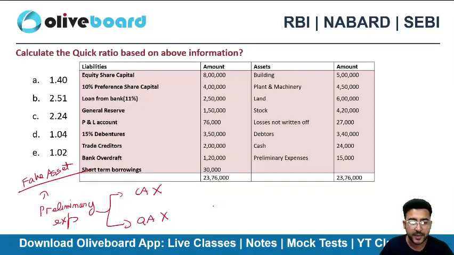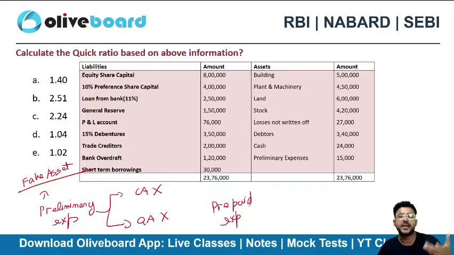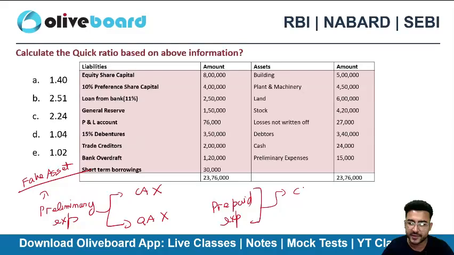If I talk about prepaid expense, which is not there in the question as of now: if I have paid my rent in advance, that's a prepaid expense. That's an asset for me, because in the near future I don't have to pay the money again. So it's a future economic benefit. So it is a current asset, but it is not at all a quick asset, right?